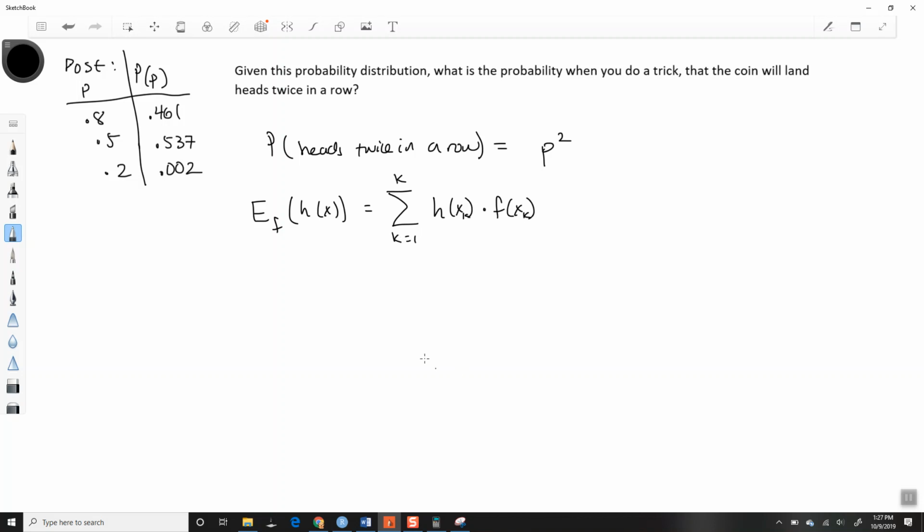Okay, so we've got 3 of these cases, and so we're going to just have the sum of basically, we're going to plug in 0.8, and we'll square that. We're going to multiply that by 0.461, and then we're going to take the next one, 0.5, and we'll square that, and we multiply that by 0.537, and we do the last case, 0.2, we square that, and we multiply that by 0.002. If we had the continuous case, then we would have to do an integral. But with the discrete case, you can just take each case and then do the multiplication of the sum.